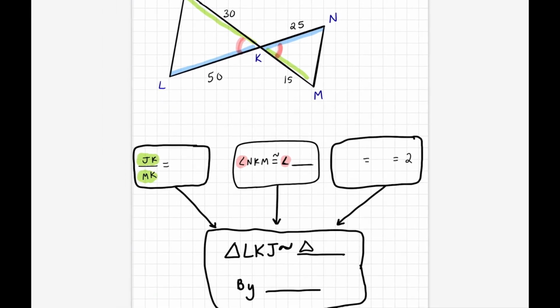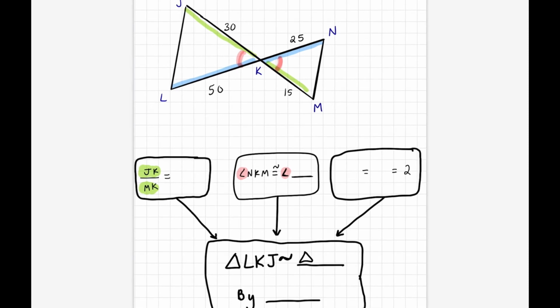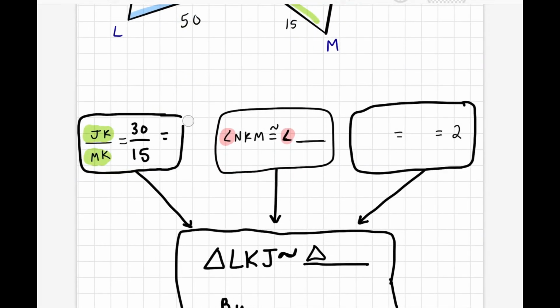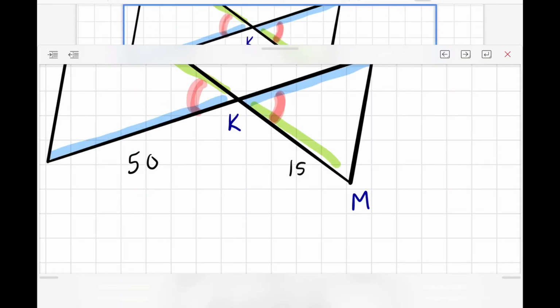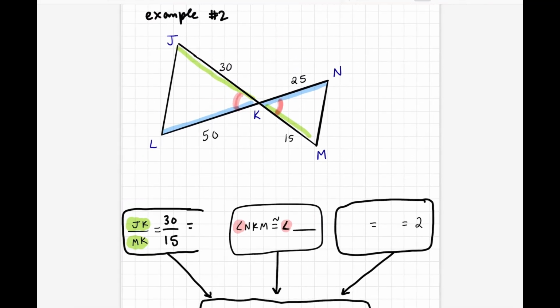So right here it says JK over MK. Well, what does that mean in the picture? Let's take a look. So JK versus MK. And it's comparing the side lengths here. So let's write it. So JK 30 over MK 15. And we can reduce that. We can write it as 2. 30 over 15 is 2. Okay, so we've got that proportion.